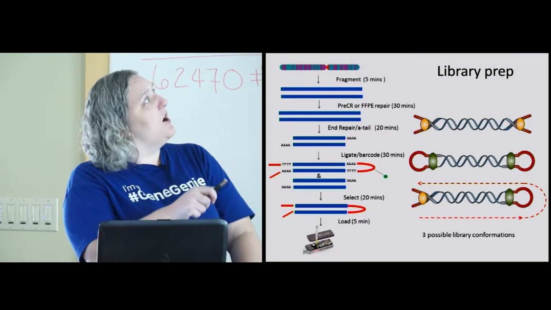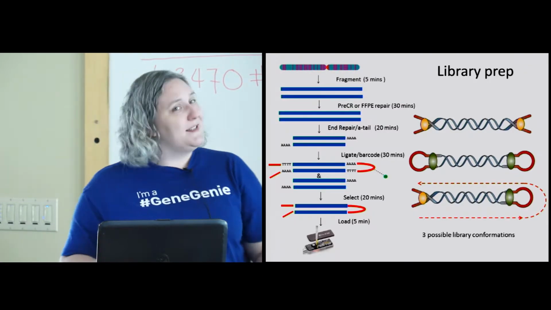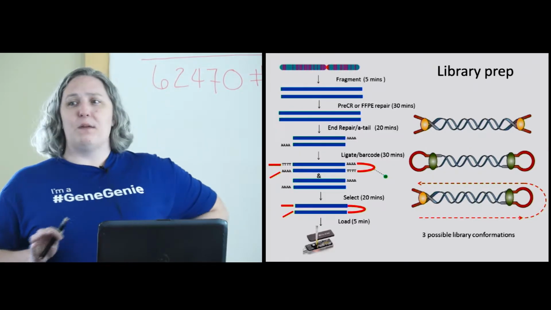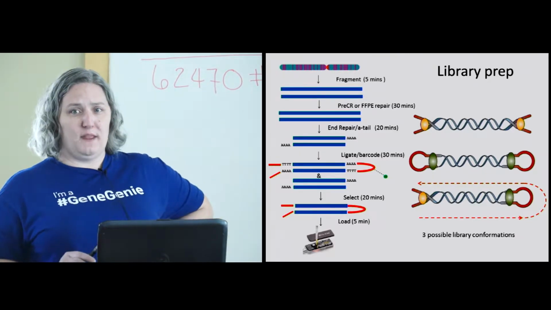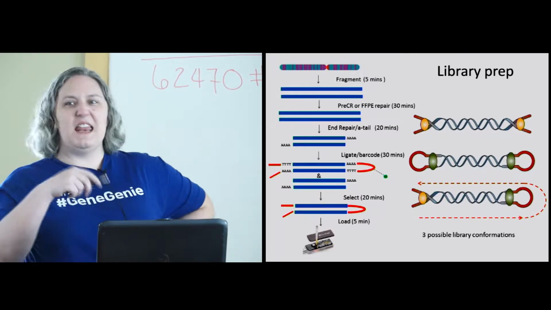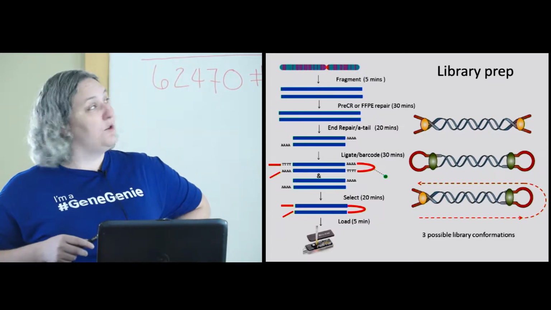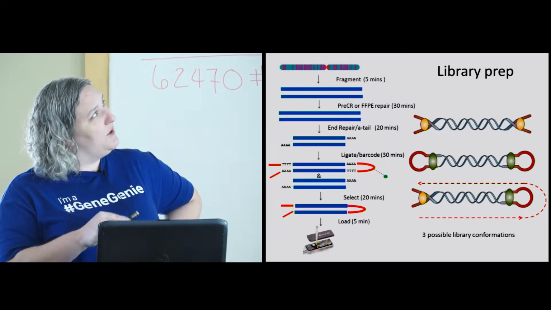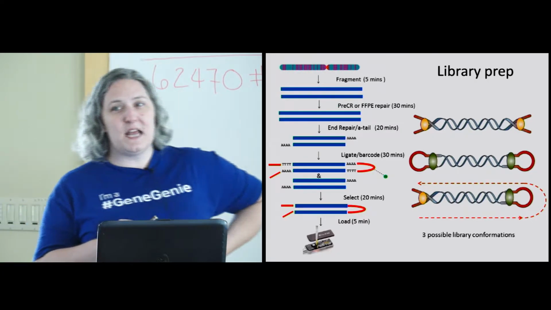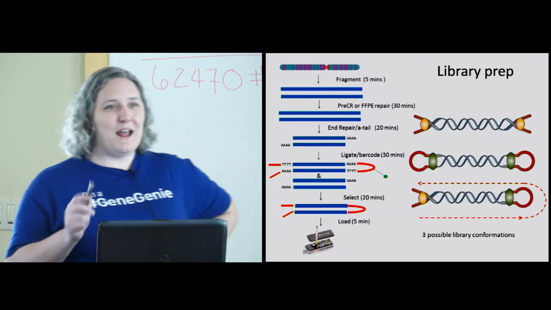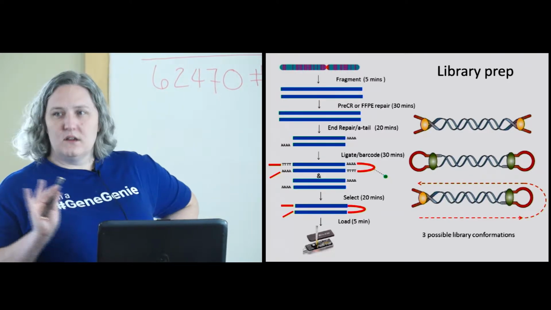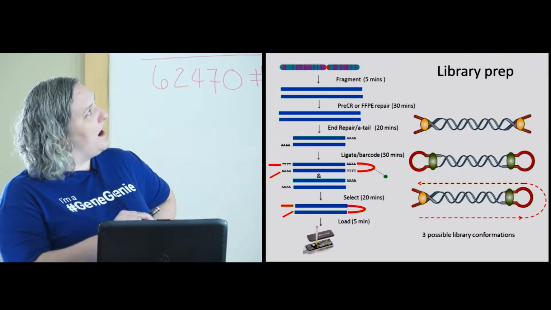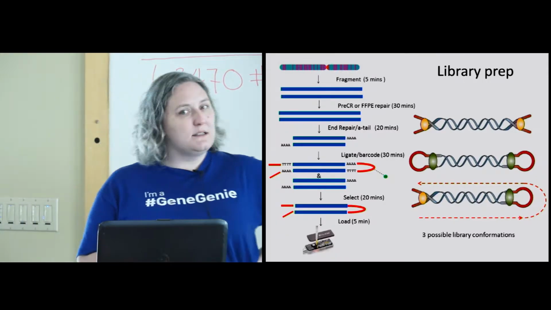We have a pre-PCR or FFPE step, which is optional. This takes about 30 minutes to run through, but this is going to repair any damage present on the DNA, which would inhibit the processivity of the DNA through the nanopore. Pre-SARA is what they've been using, and it's what I'm still currently using. They've recently moved to recommending this FFPE repair step. I haven't tried it out, so I can't speak to how well it works, but I'm hearing anecdotally that it's quite good. We now have a combined end repair and A-tail step, which takes about 20 minutes.